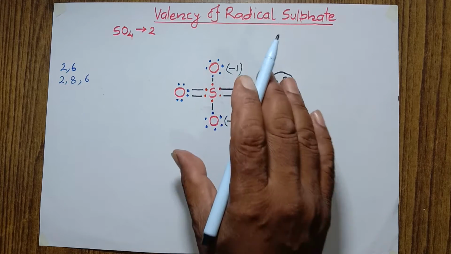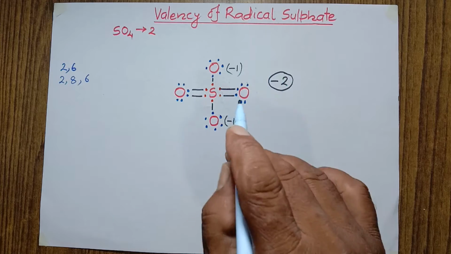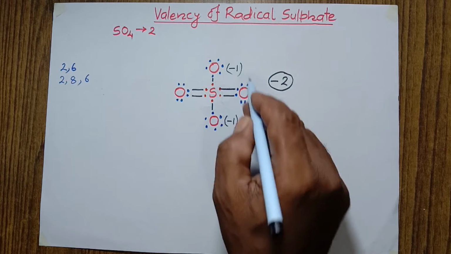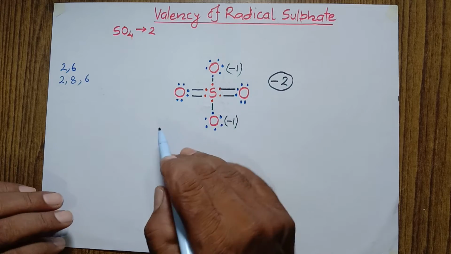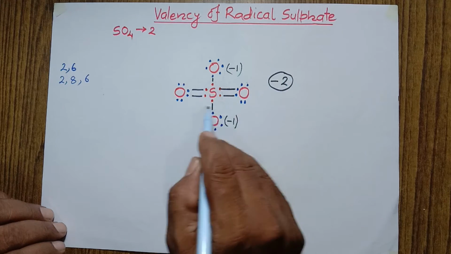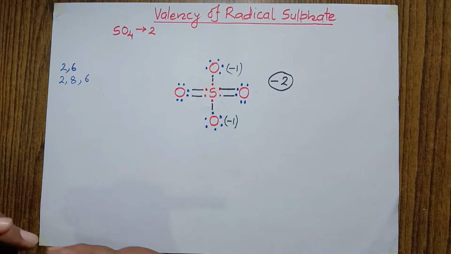Now, this is the key point. This is the main point of the sulfate, that sulfur has more than 8 electrons in its outermost shell. Now, how and why? That is the question. I want to explain this with the help of the periodic table.